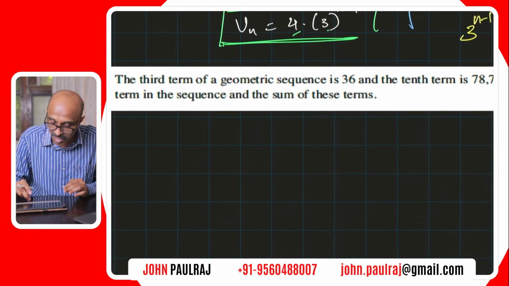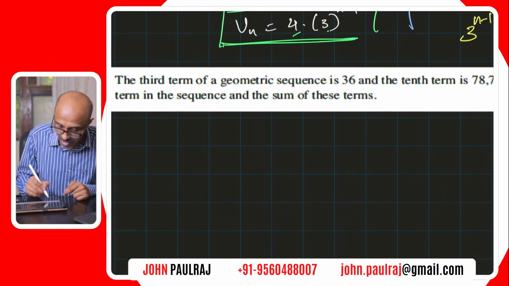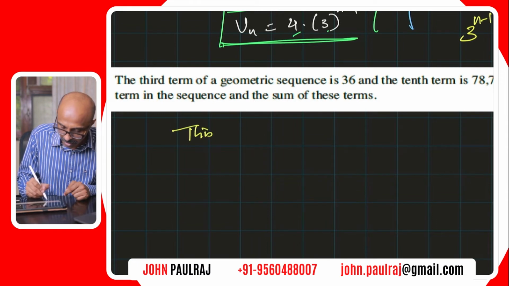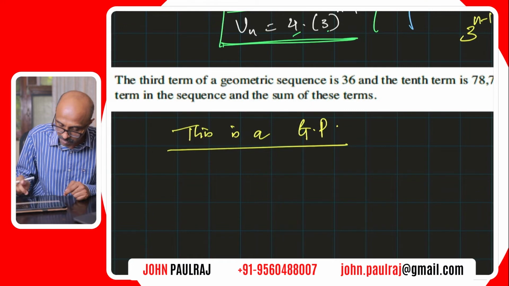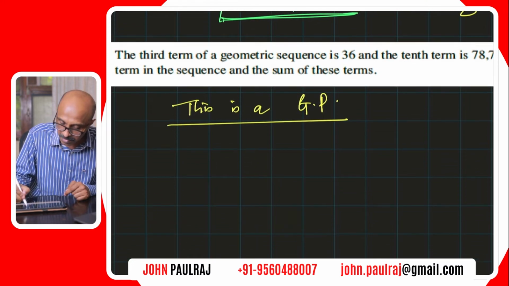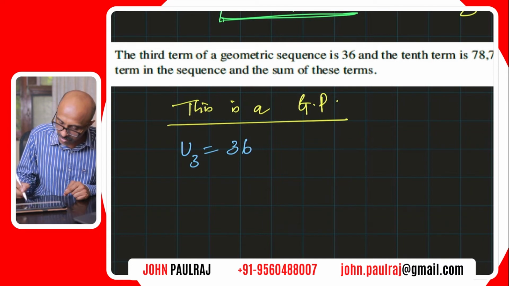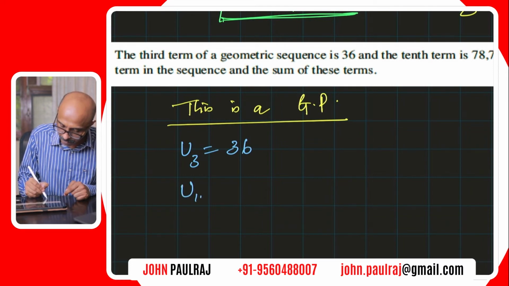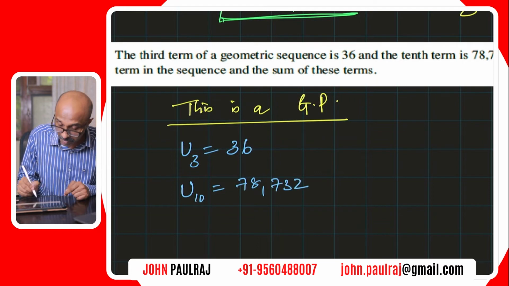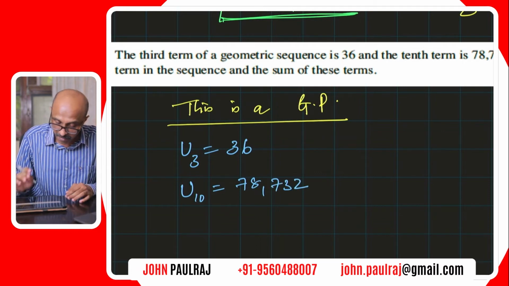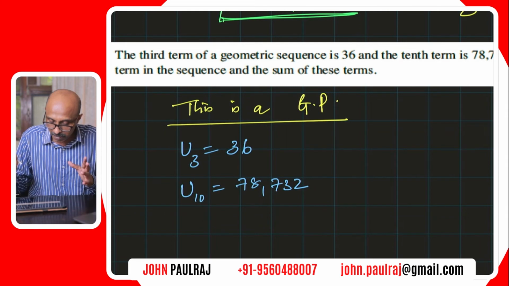The third term of a geometric sequence is 36. All right, so let's write it down. This is a GP. This is always a good habit, to write the statement. This is a GP. They've said that the third term, U3, is 36. And they've given that the 10th term, U10, is 78732. All big numbers, but nothing to be afraid of, okay? Find the first term in the sequence and the sum of these terms.